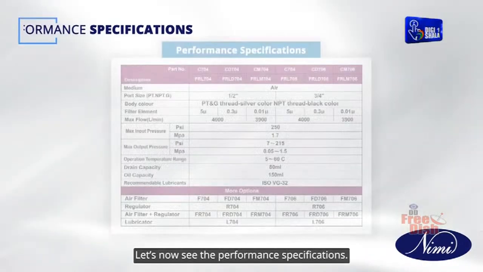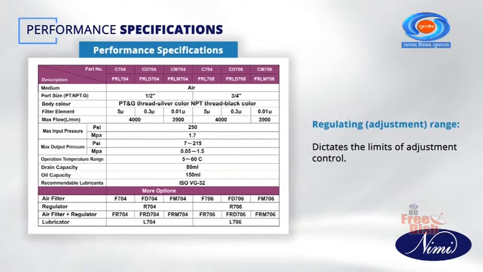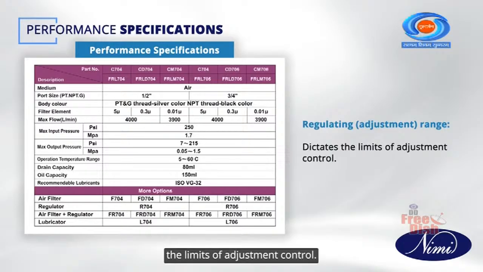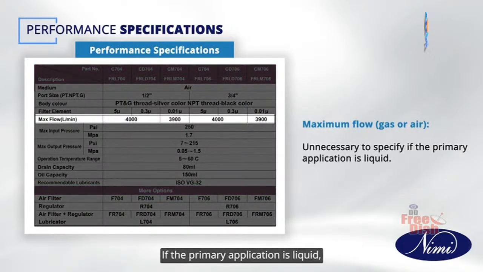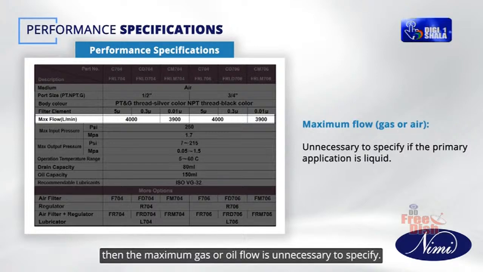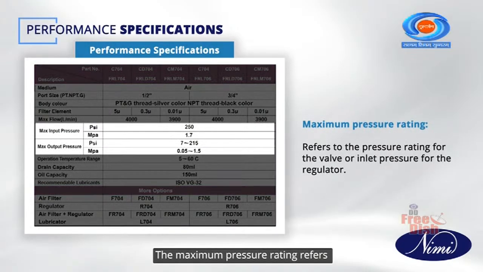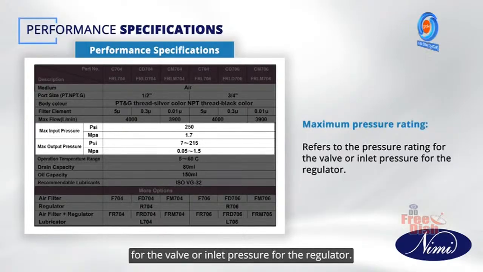Let's now see the performance specifications. The regulating or adjustment range dictates the limits of adjustment control. If the primary application is liquid, then the maximum gas or oil flow is unnecessary to specify. The maximum pressure rating refers to the pressure rating for the valve or inlet pressure for the regulator.